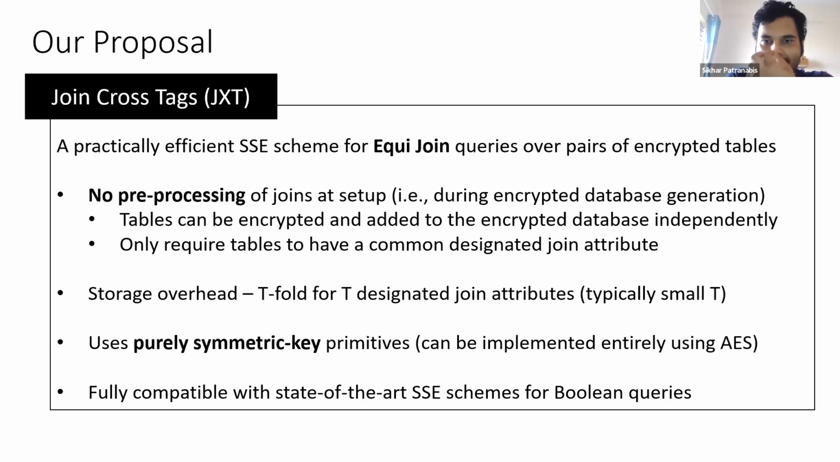And as I will argue a bit later, typically this t is expected to be small in practice for real-world tables in real-world relational databases. Another very attractive feature of JXT is that it can be implemented using purely symmetric key primitives, which means in practice you can implement this entire scheme just using a symmetric key cipher such as AES in an appropriate mode. And JXT also happens to be fully compatible with the large body of SSE that supports other kinds of queries, such as Boolean queries within tables. This means that JXT can be combined with these kinds of schemes to support rich classes of SQL queries over real-world relational databases.